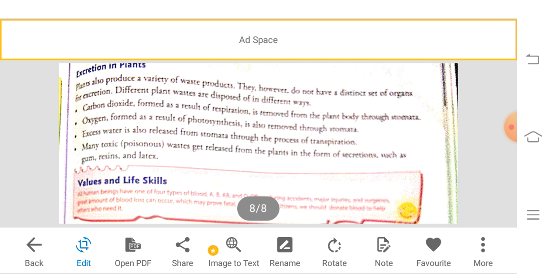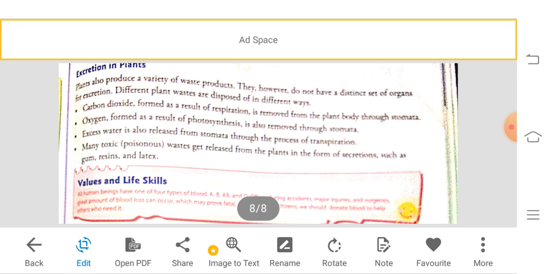And several other toxic substances are removed from the plant through secretion. Sometimes we have seen in plants a gum-like structure coming out of the plant. This gum-like structure is also called resins or latex. It is the waste material which is removed out of the plant body.